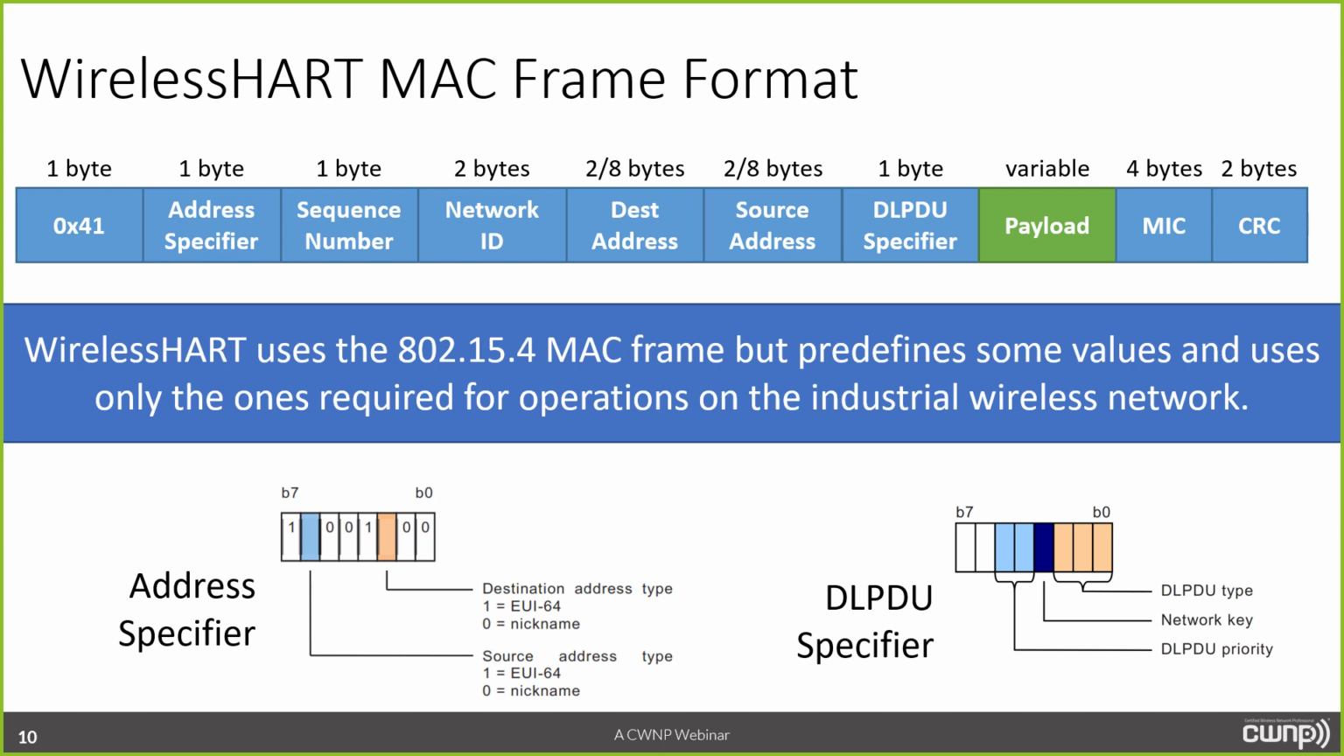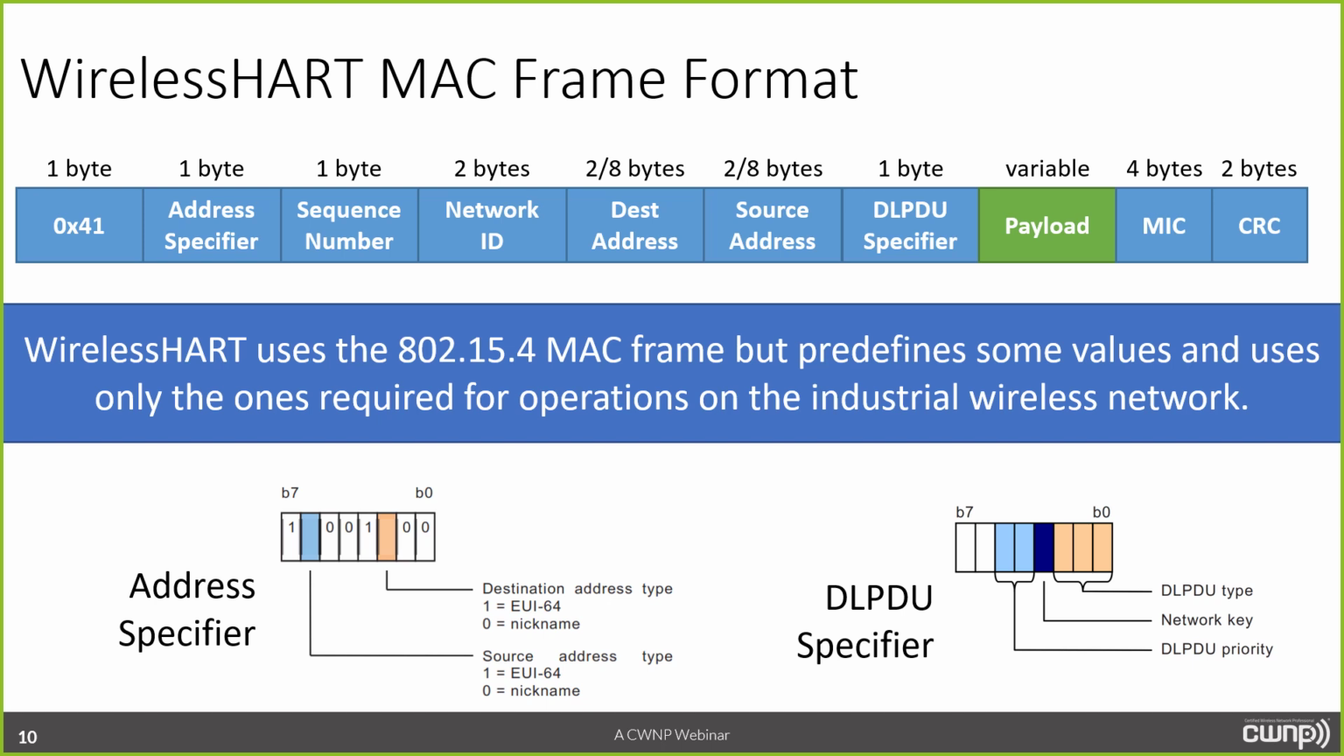So here's the MAC frame format, because I know we all love MAC frame formats. Now the MAC frame is very similar to 802.15.4. In fact, the sequence number, network ID, and destination and source address fields are all basically just the 802.15.4 fields. Now this is an 802.15.4 MAC frame, but WirelessHART does some creative things with it.